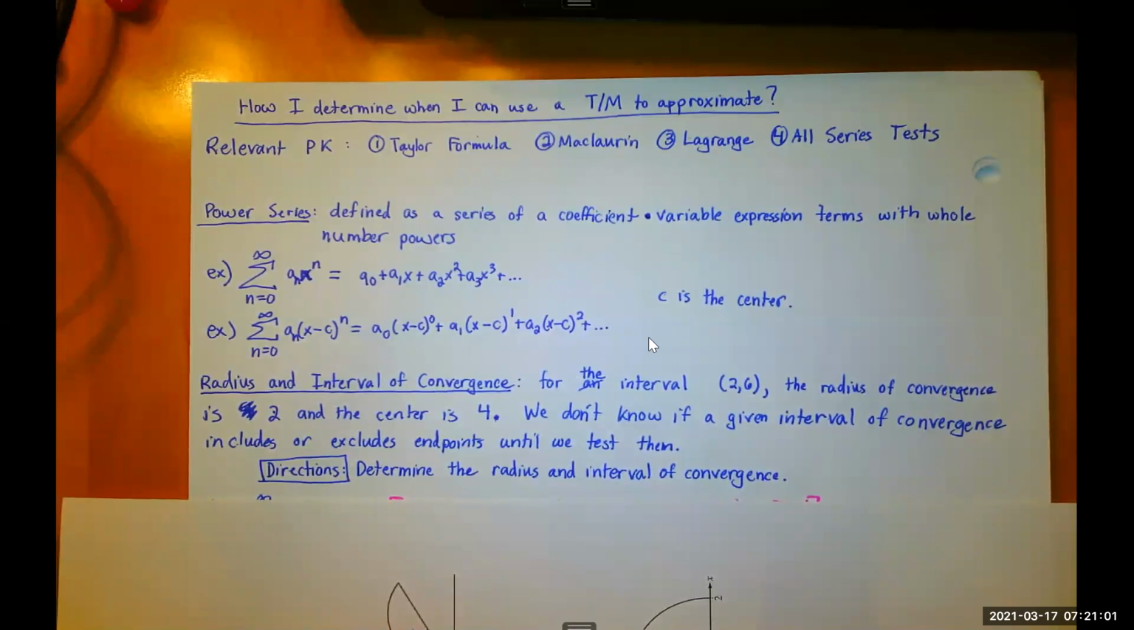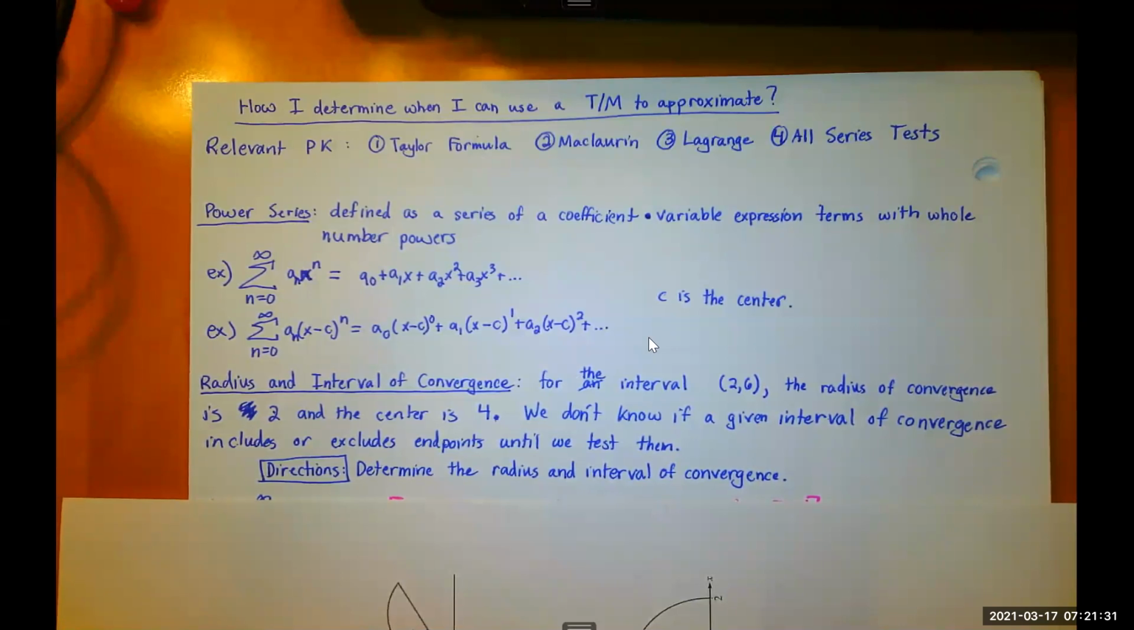The relevant prior knowledge that you should have written down would be the Taylor formula to generate terms. You can write it in expanded form. You can write it as a simple formula or in summation notation. You already know my preferences, but I'll leave that up to you. These are your notes. You should know what a Maclaurin series is. The Lagrange error bound formula is worth knowing. And then we're going to be making use of not all of the series tests, but a large number of them. And you'll see why in a little bit.